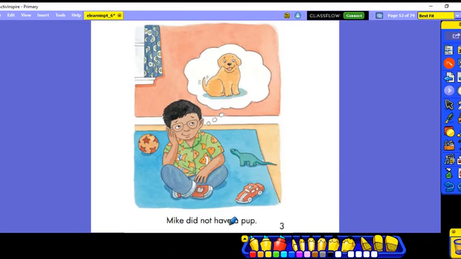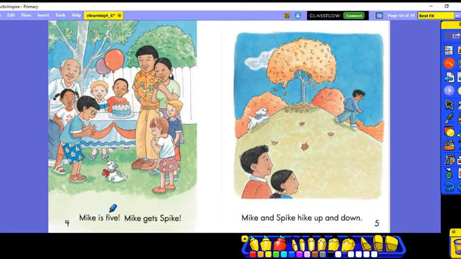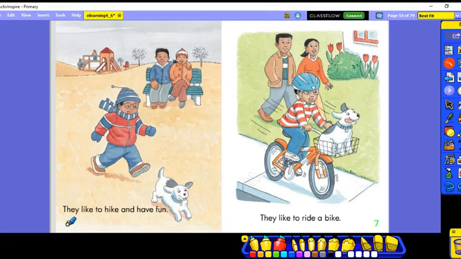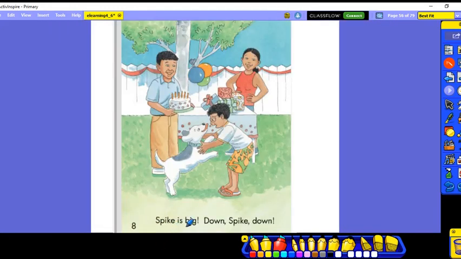Mike did not have a pup. Mike is 5. Mike gets Spike. So look, it's his 5th birthday and he gets Spike for his birthday. Mike and Spike hike up and down. They like to hike and have fun. They like to ride a bike. Spike is big. Down, Spike, down.